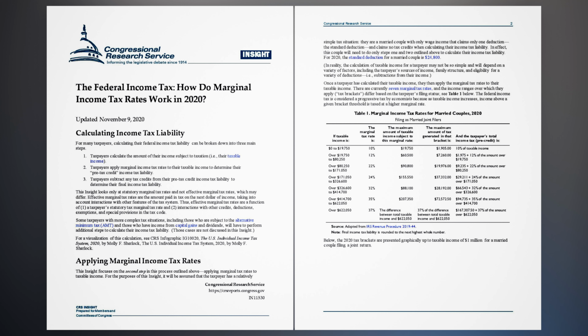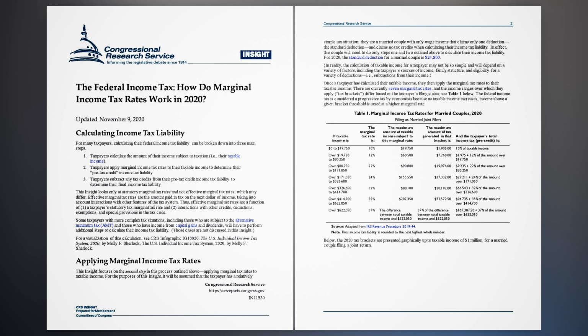In effect, this couple will need to do only steps 1 and 2 outlined above to calculate their income tax liability. For 2020, the standard deduction for a married couple is $24,800. In reality, the calculation of taxable income for a taxpayer may not be so simple and will depend on a variety of factors, including the taxpayer's sources of income, family structure, and eligibility for a variety of deductions, in other words, subtractions from their income.